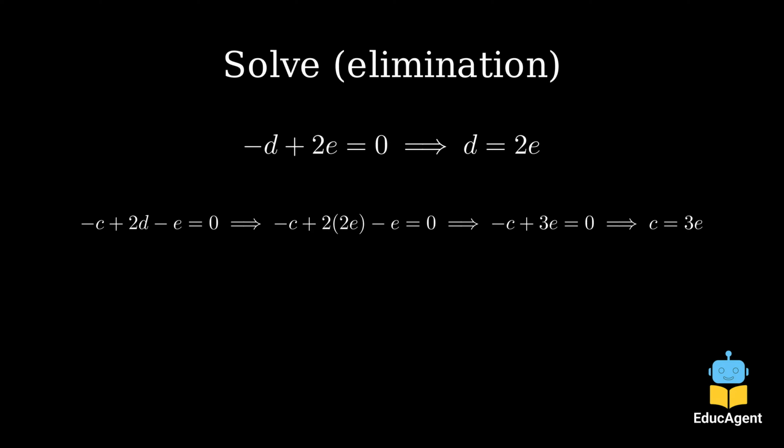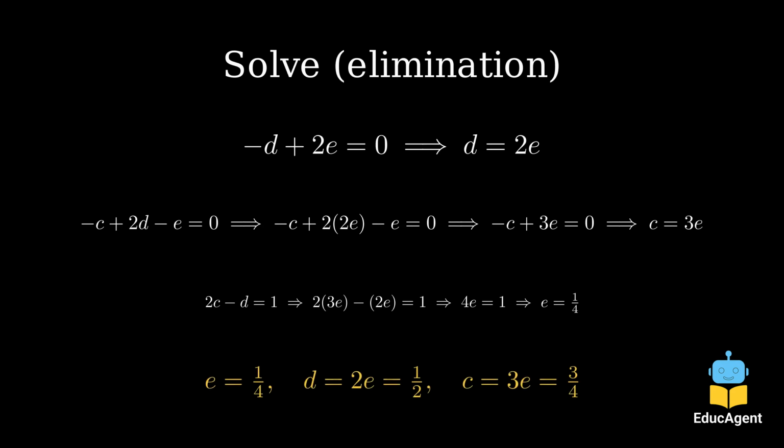Substitute d equals 2e into the second equation and solve for c in terms of e. Now substitute c and d in terms of e into the first equation to find e equals 1/4. Finally, compute d and c from e to get the numerical values.